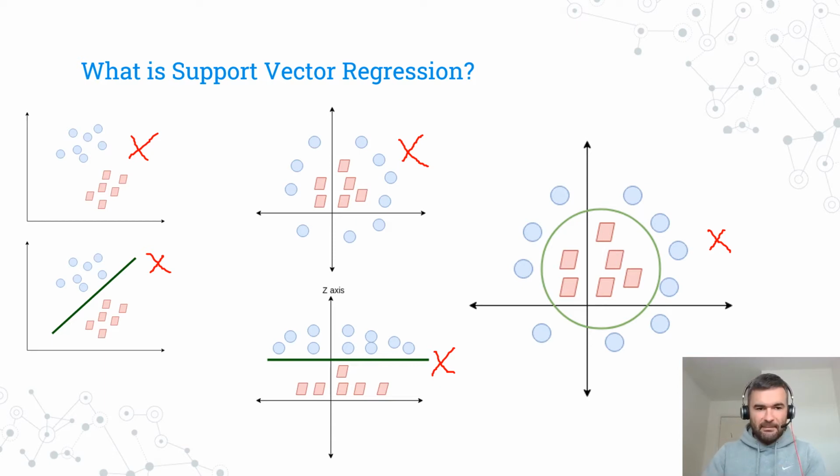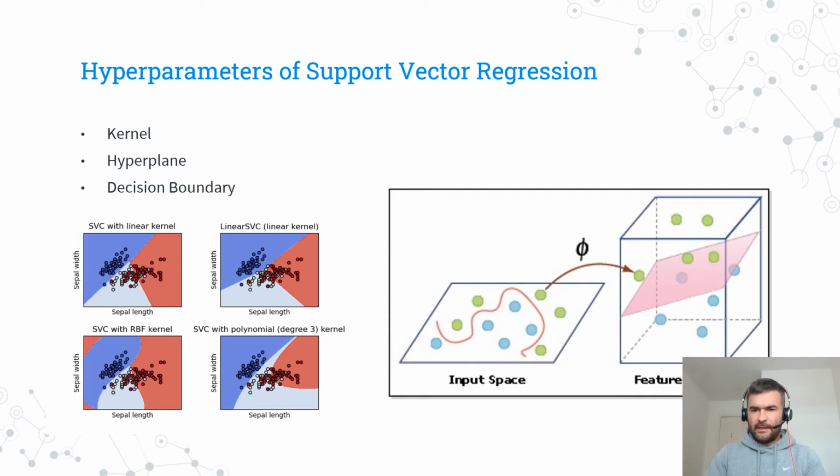In a multi-dimensional space, it looks for a line or hyperplane that can divide these two classes, and then it uses those classes to forecast. So it basically assigns the new point a classification based on whether it's located on the positive or negative side of the hyperplane. So what are the hyperparameters of support vector regression?